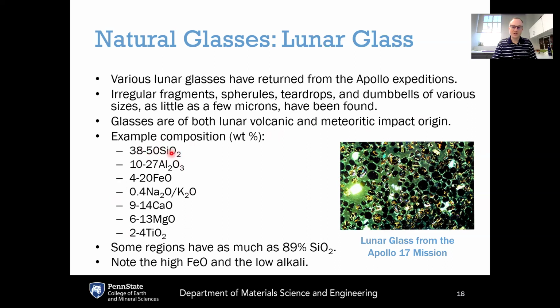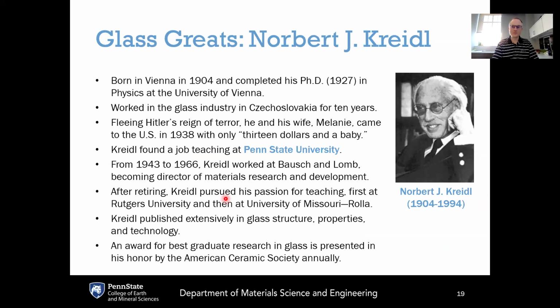Some of these example compositions cover a pretty broad range. They tend to be lower silica than the natural glasses found on Earth, about 38 to 50% silica, higher in alumina, very high iron content, and also with some alkali oxides and alkaline earth oxides, and an appreciable amount of titania as well. Some lunar glasses have had as high silica as 89%, and because of the very high iron concentration, the glasses are quite dark in color. This shows an example of some lunar glass from the Apollo 17 mission.